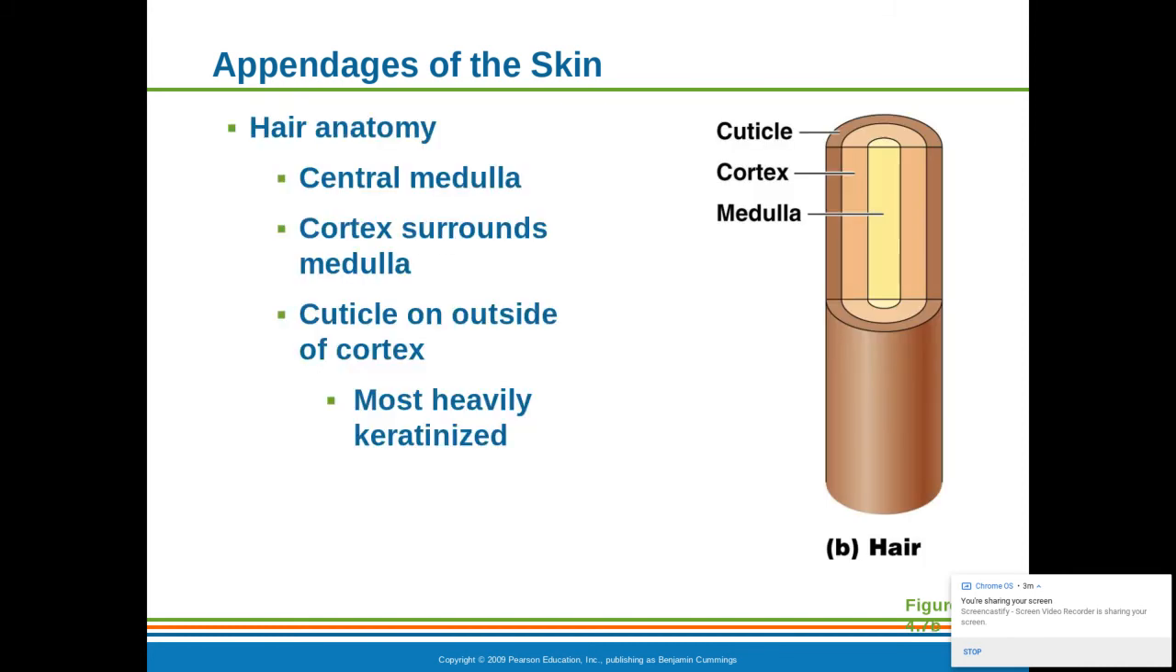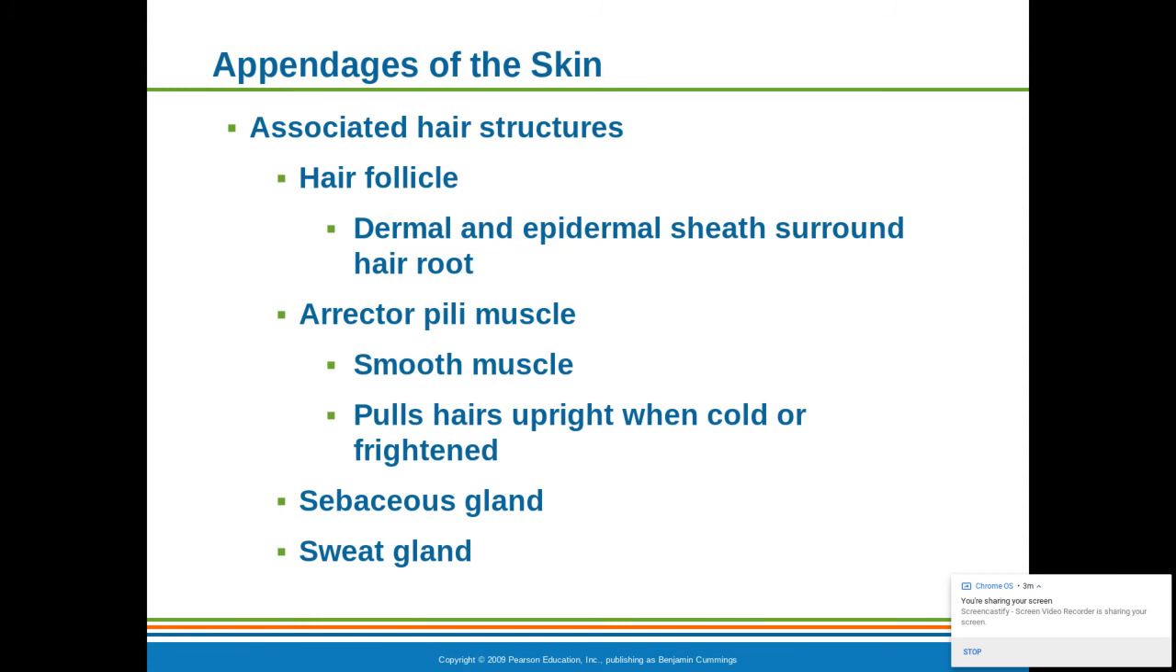So let's talk about hair anatomy itself. The central portion is called the medulla, which is surrounded by the cortex, and then the cuticle at the outside. This is the most heavily keratinized part. This is where our melanocytes are. They give it its color.